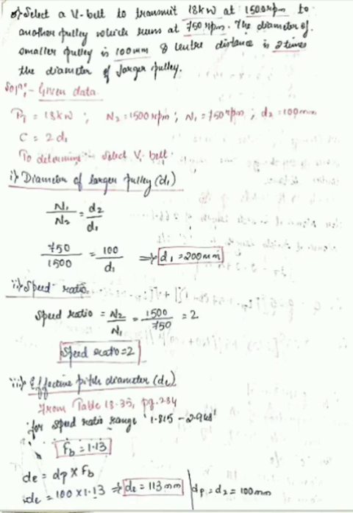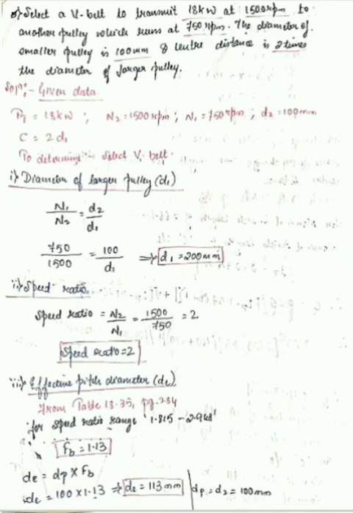Select a V-belt drive to transmit 18 kilowatt at 1500 rpm to another pulley which runs at 750 rpm. Diameter of smaller pulley is 100 mm and center distance is 2 times the diameter of larger pulley. This is the condition given.